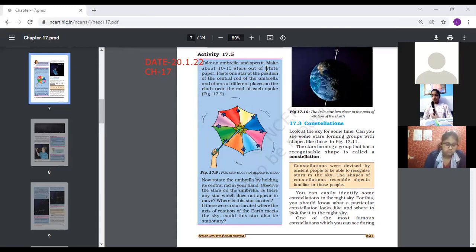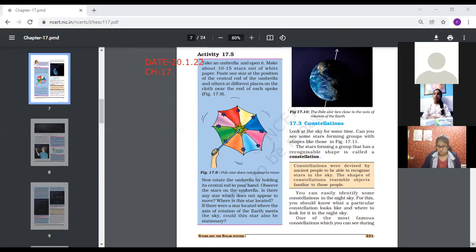So Akshita, continue with reading. Okay, ma'am. Constellations. Look at the sky for some time. Can you see some stars forming groups with shapes like those? In figure 17.11, the stars forming a group that has a recognizable shape is called a constellation. Constellations were devised by ancient people to be able to recognize stars in the sky. The shapes of the constellations resemble objects familiar to those people.